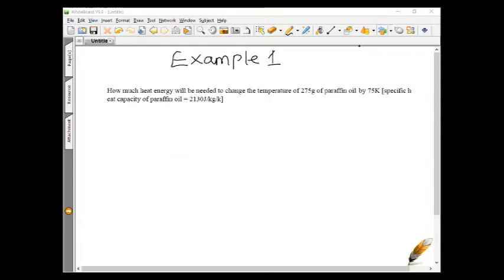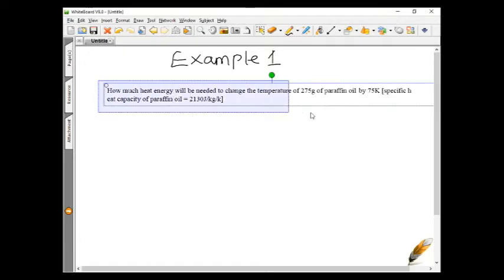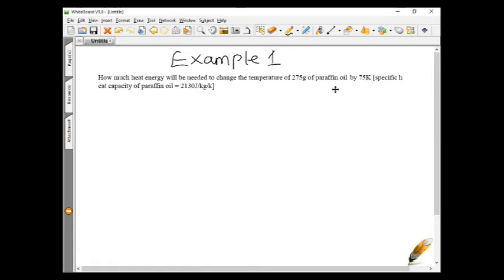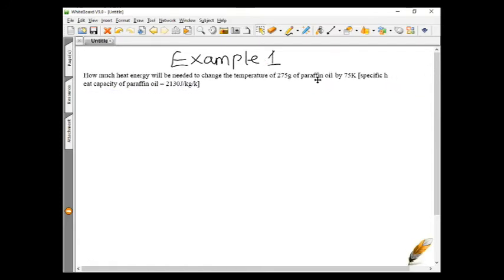Now, looking at this example, we have this question, and the question says, how much heat energy would be needed to change the temperature of 275 gram of paraffin oil by 75 Kelvin, and we are being given the specific heat capacity of paraffin oil to be 2130 joule per kilogram per Kelvin.